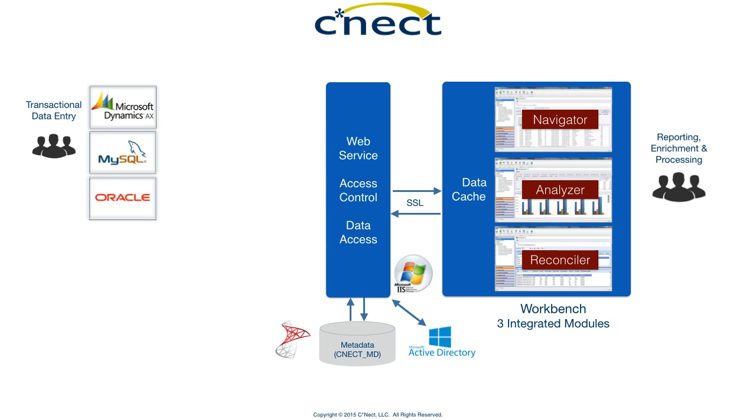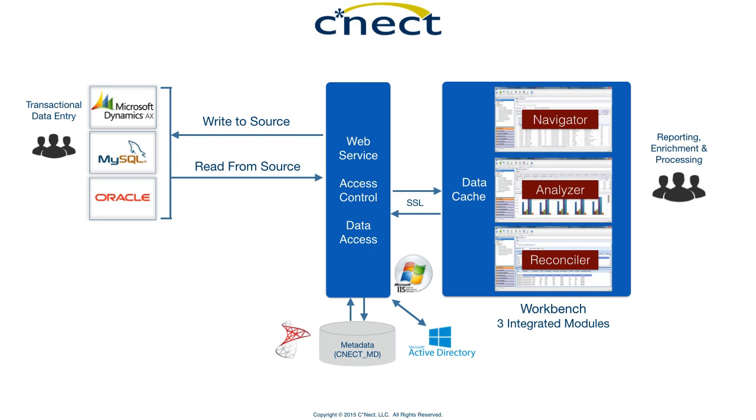The Workbench requests data via the web service, which in turn pulls data from whatever source or sources are being used. CNect joins the multiple data sources together and sends a mashup back to the Workbench. From that point, the user can edit data, reconcile, slice and dice, generate charts, and so on. If they are reconciling or viewing data and want to make a change, they can edit inline within the Navigator module and then write the data directly back to the source system.